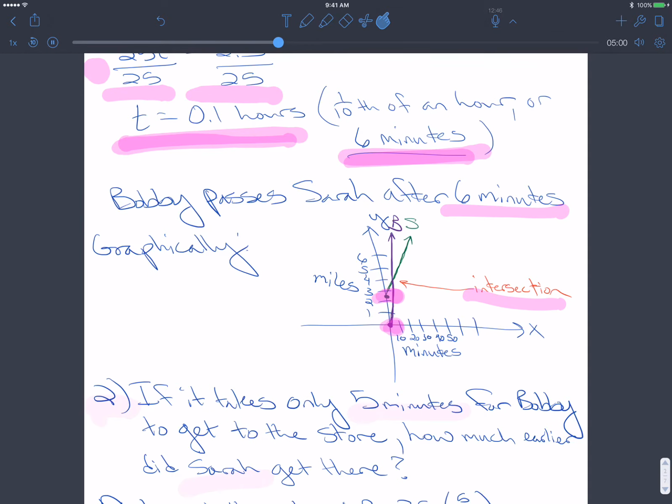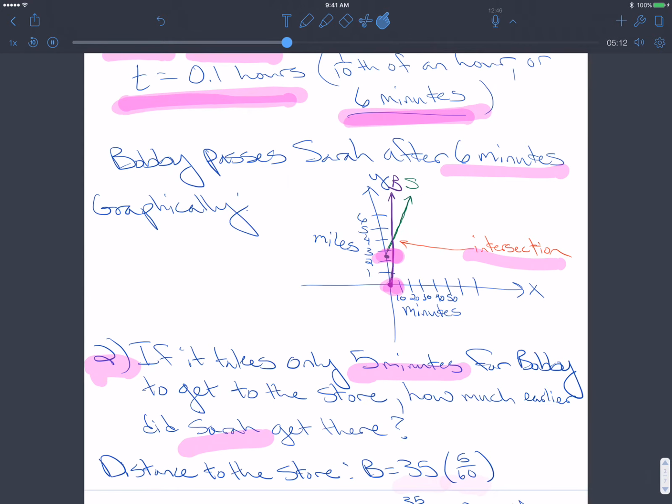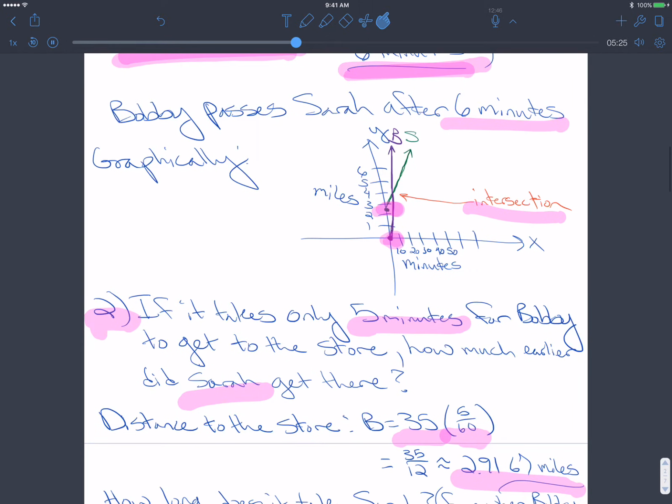So in question 2, if it takes only 5 minutes for Bobby to get to the store, how much earlier did Sarah get there? So we can find the distance to the store if we know that it only takes Bobby 5 minutes. So 5 minutes we convert to hours, so we have 5 divided by 60 because there's 60 minutes in an hour, multiplied by 35 because his equation was 35 times t, where t was in hours. That reduces to about 2.9167 miles.